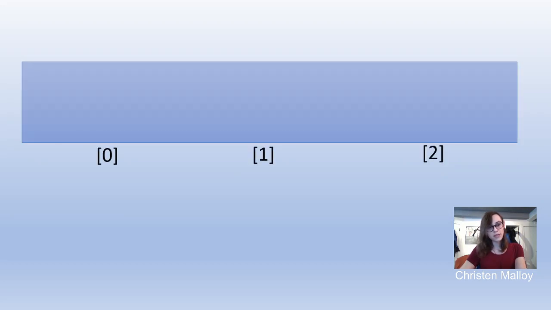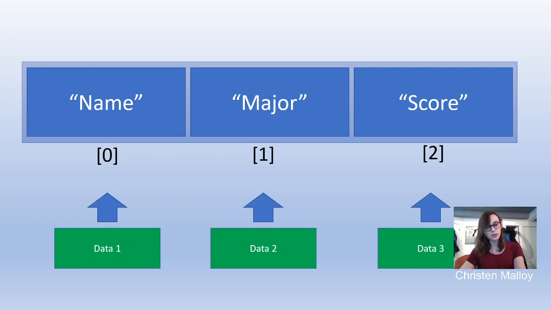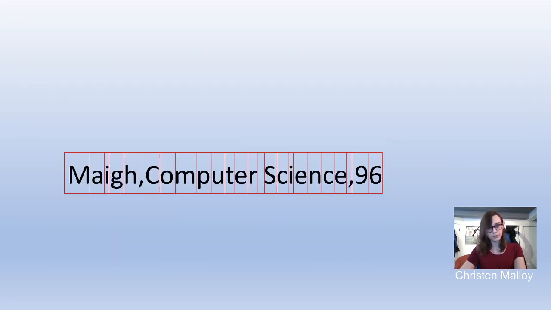So say we take our array and we have 3 types of data on the line. We would have 0, 1, and 2 index positions, where we would store the name, the major, and the score, regardless of whether there are spaces in the name, the major, or if the score is of some other data type. So we are storing data 1 into index 0, data 2 into index 1, and data 3 into index 2.